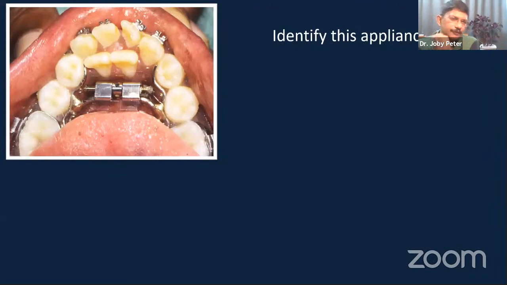Now, all of you, can you come to the chat box and say what kind of appliance is given on this lower arch? This is around a 12-year-old patient. Some lower appliance is given. Can you identify this appliance and come to the chat box? What could this appliance be? Mandibular microexpander, Hyrax, mandibular expansion. Good, good, great, great.